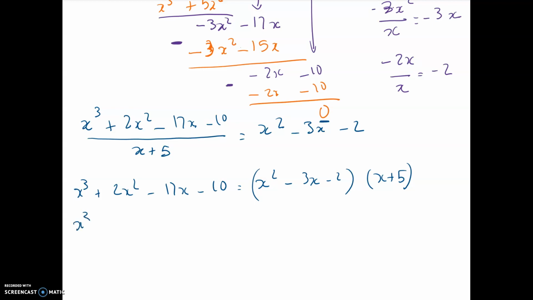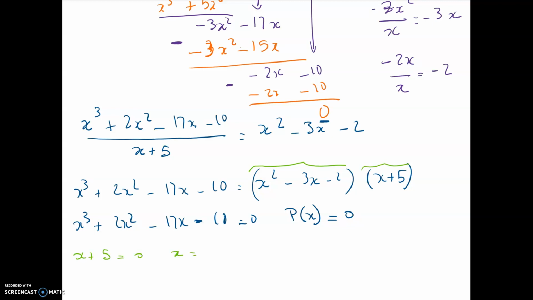meaning that my polynomial x cubed plus 2x squared minus 17x minus 10 equals 0. Basically what I'm looking at is the 0 of my polynomial, meaning all the values of x that make my polynomial equal to 0. And what does that mean? It means that each parenthesis will help me to find the 0 of my polynomial. And so I can say x plus 5 equals 0, so x equals negative 5. That would be one 0 of your polynomial p of x.